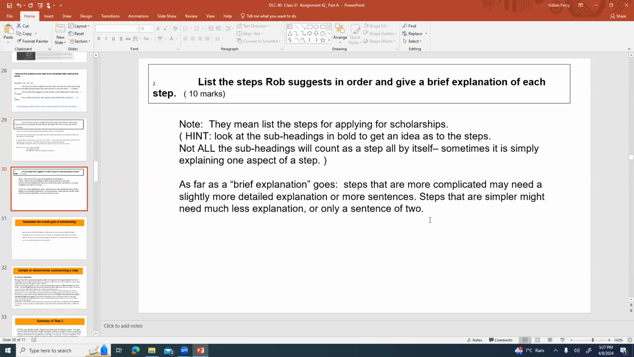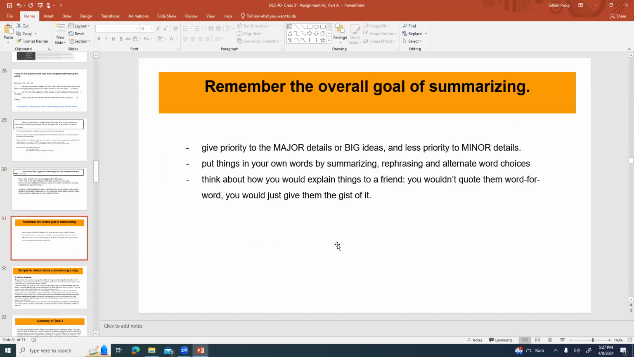As far as a brief explanation goes, steps that are more complicated may need a slightly more detailed explanation or more sentences. Steps that are simpler might need much less explanation, or only a sentence or 2. Remember the overall goal of summarizing. Give priority to the major details or the big ideas, and then less priority to minor details. Put things into your own words by summarizing, rephrasing, and using alternate word choices.